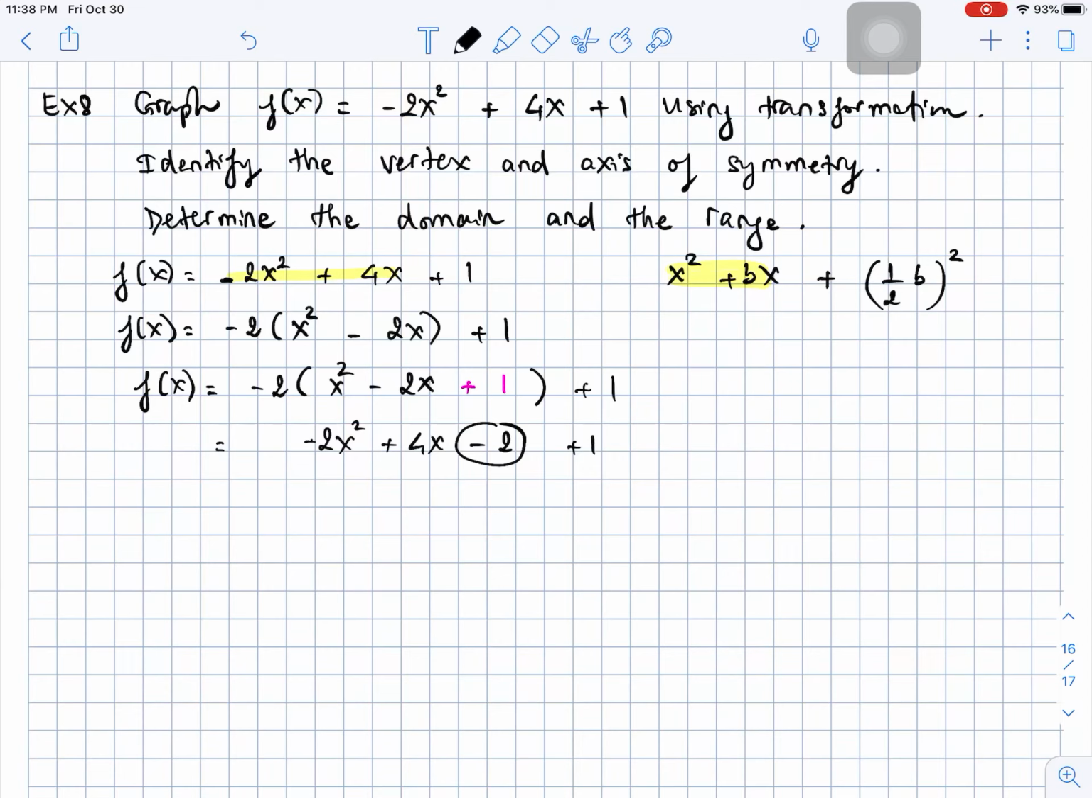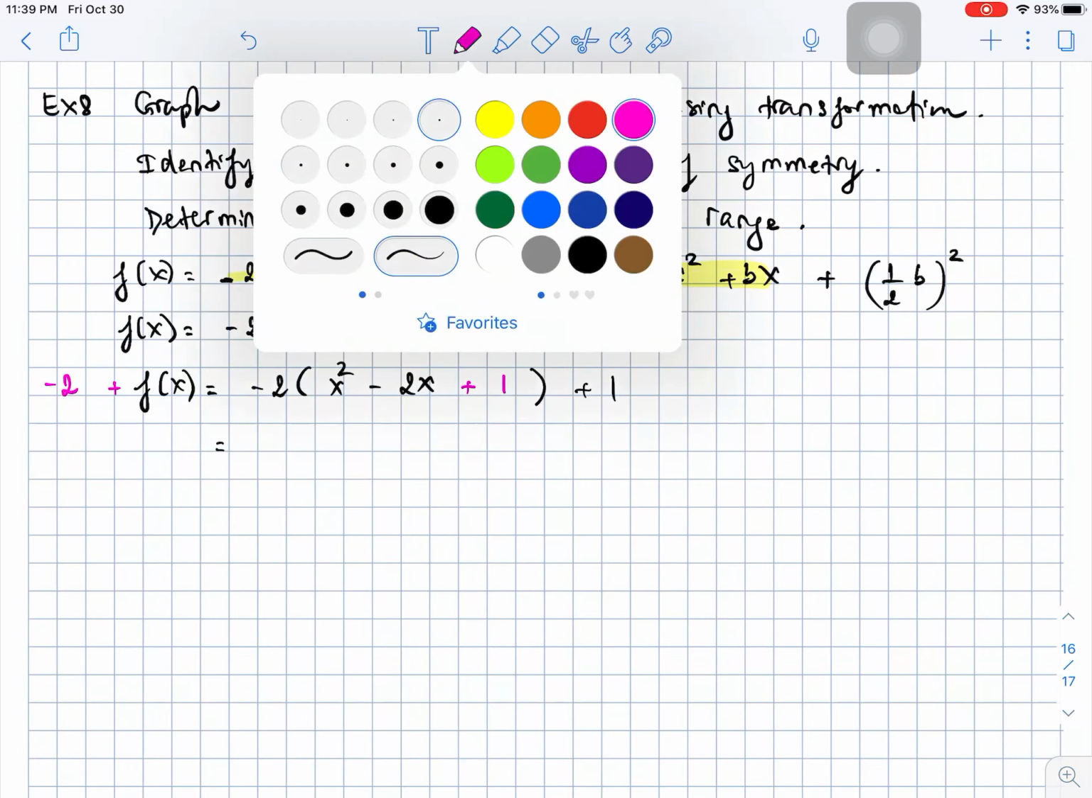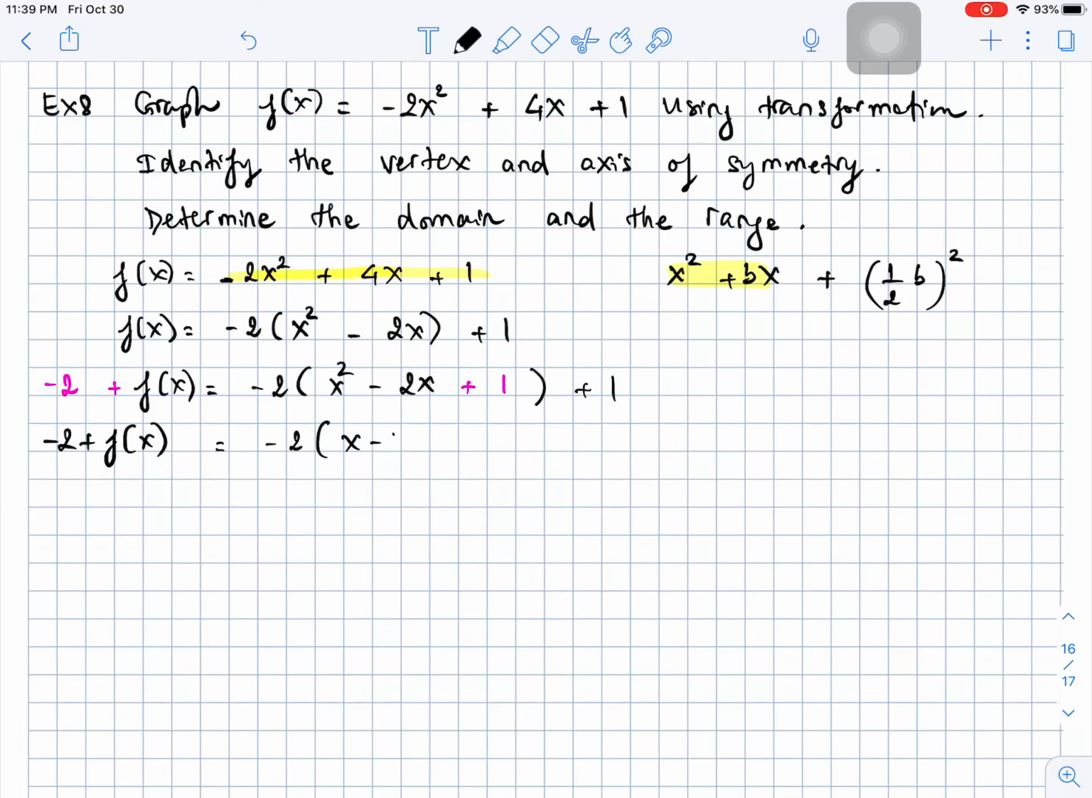The pink color one, the one that you see, is the one inside the parenthesis. If you distribute the negative 2, then you will get negative 2x squared minus negative 2 times negative 2x is positive 4x minus 2 plus 1. So we are actually adding a negative 2 to the right hand side. So the 1 that we see is just inside the parenthesis, but on the right hand side it is a negative 2, because we compare with the original and we see that negative 2 is the one that we have extra.